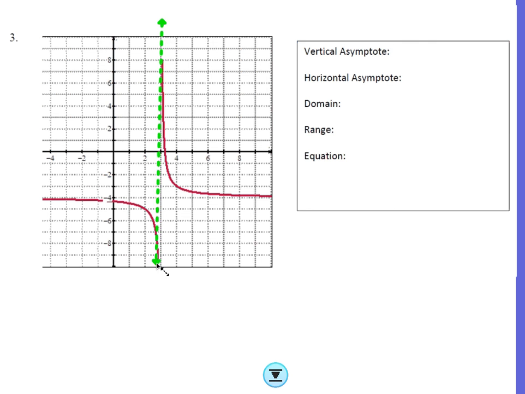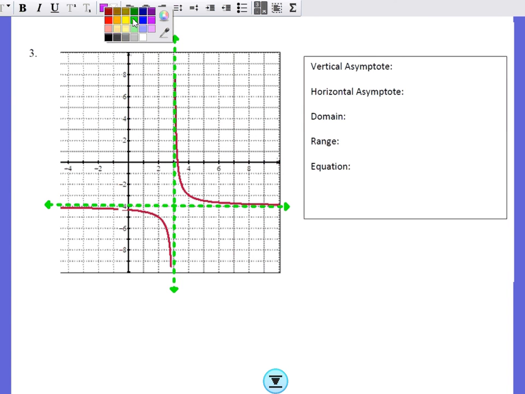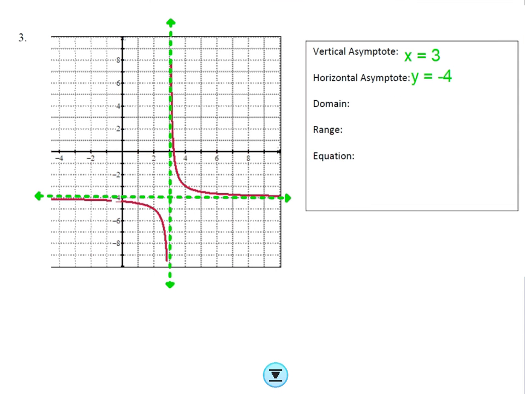All right, and then for number 3, again, I'm going to go ahead and put in my asymptotes here. My vertical asymptote has shifted from my parent function. My vertical asymptote here is x equals 3, and my horizontal asymptote here is y equals negative 4. And this again will affect my domain, range, and equation. So in this case, my domain would be x does not equal 3. My range would be y does not equal negative 4.